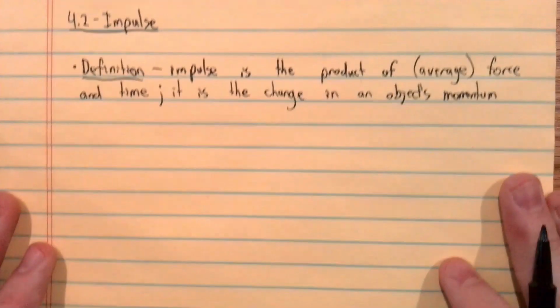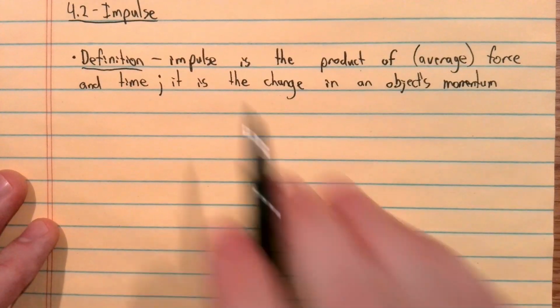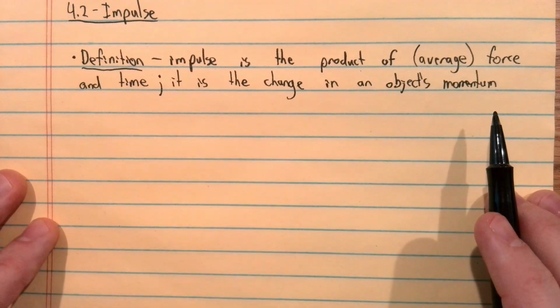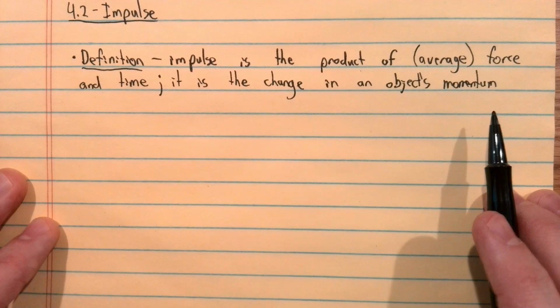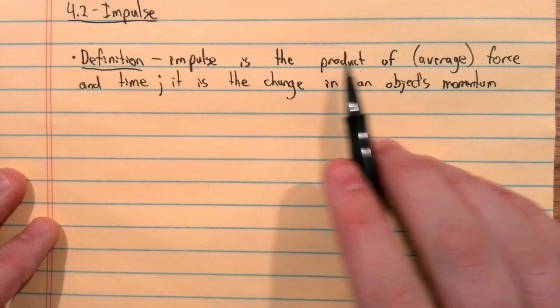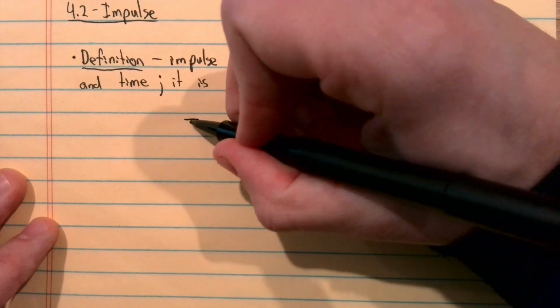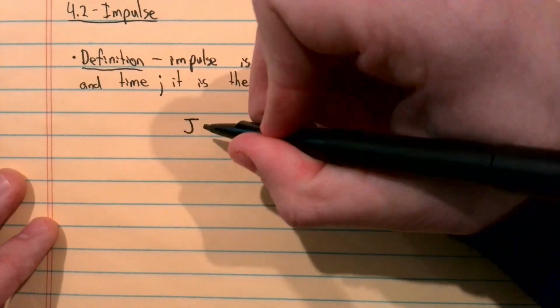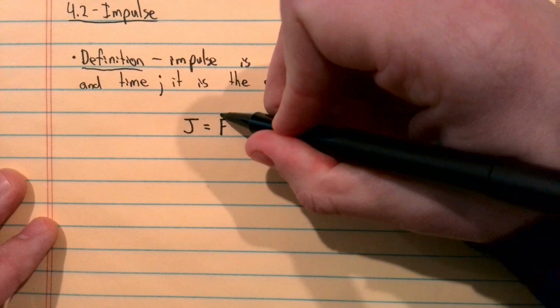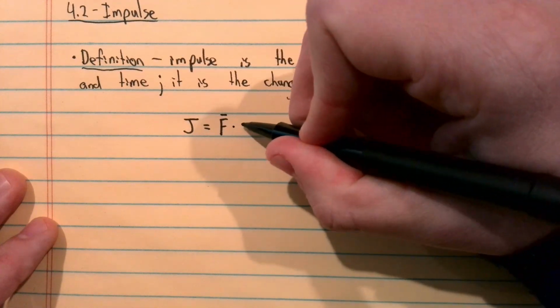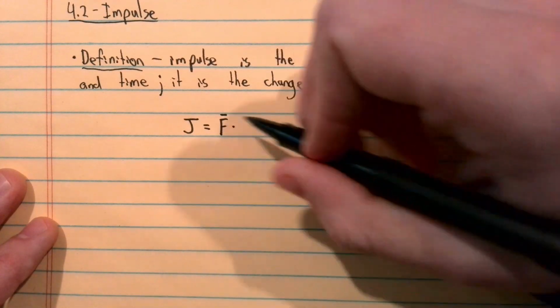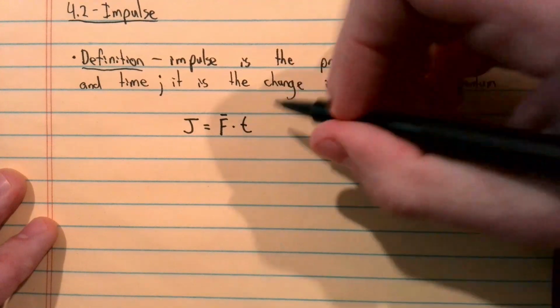Okay. So both of these actually represent equations. We'll break them down pretty thoroughly here. First, as it says, impulse is just the product of average force and time. For impulse, we'll use the letter capital J. It's equal to average force times the amount of time that it's in contact with the wall.